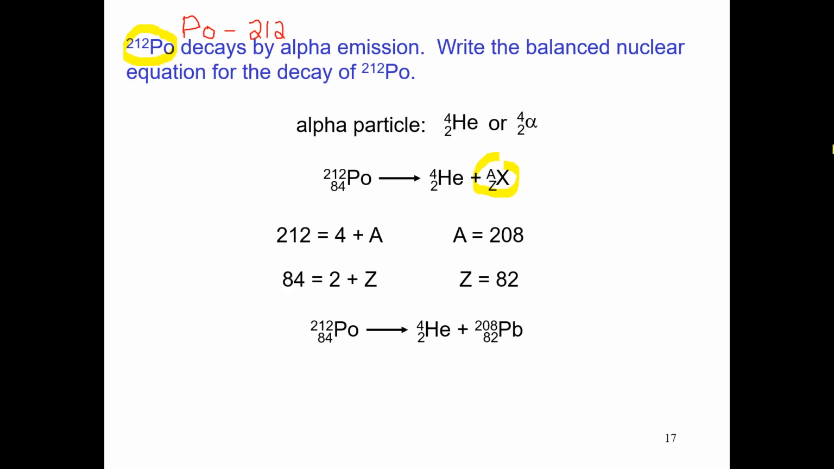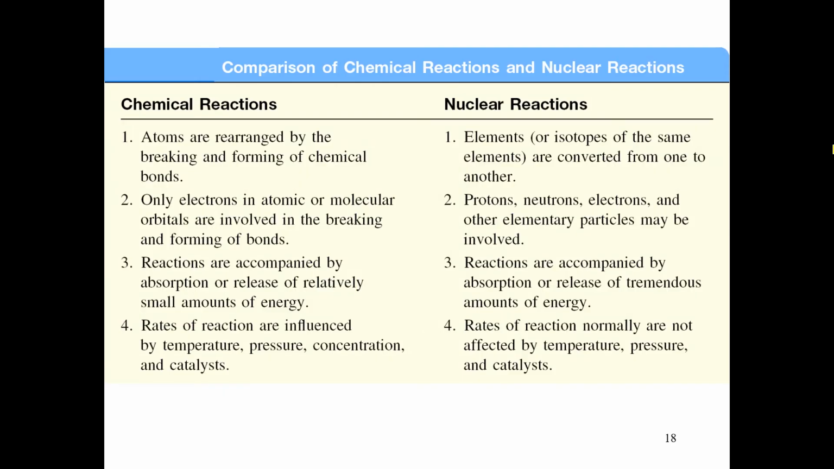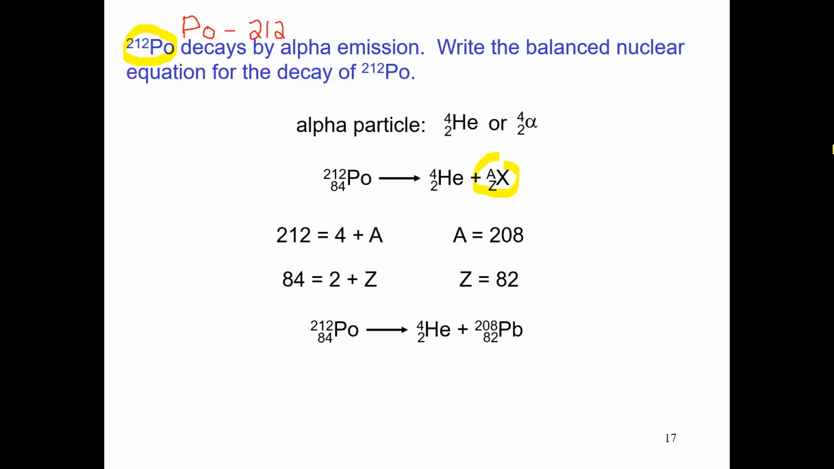Okay, let's close out this brief section by comparing chemical and nuclear reactions. We studied chemical reactions in Chem 1A. Don't worry, we're not done yet, and we are studying nuclear reactions now. Look at the comparison. In chemical reactions, atoms are rearranged by the breaking and forming of chemical bonds, whereas in nuclear reactions, elements are essentially converted from one to another. Notice in this reaction, we changed polonium into lead.